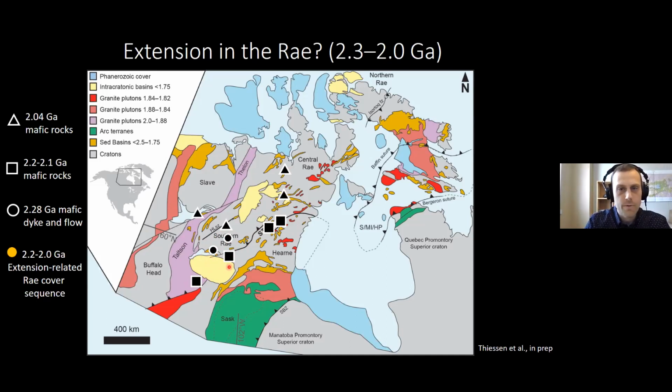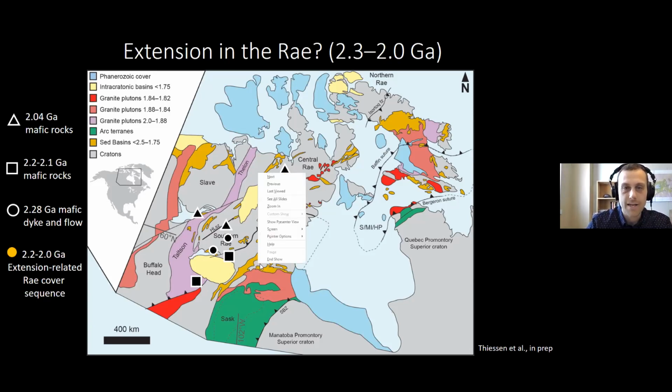And on top of that, some of the work from Ron Rainbird in the Rae cover sequence rocks, which I've broadly colored orange here, orange polygons, seems to have an interpreted extension-related affinity for at least the rocks that were deposited between 2.2 and 2.0 Ga. And so overall, I think it's probably likely there's extension and possibly even rifting going on in the Rae at this time.